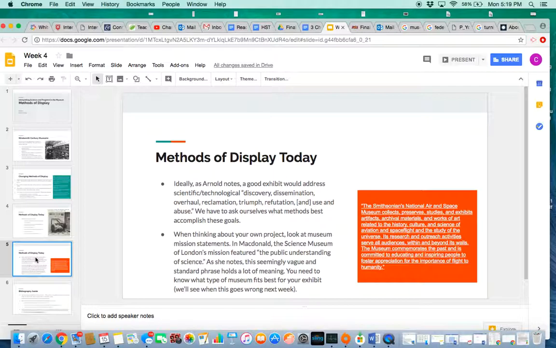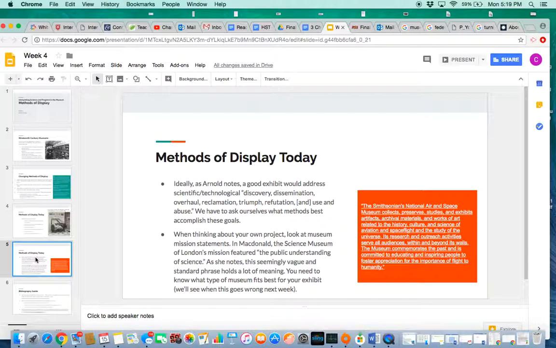So not everybody's answers are going to be the same, right? When you start thinking about this and you're developing your project, which you may notice in the guide for the final project, you're supposed to have a specific museum in which you want your exhibit to be hosted. And so the key way to determine what method works best is to look at those institutions and look at their mission statement. The McDonald article talks about this in a little bit of depth when she lists the Science Museum of London's mission.